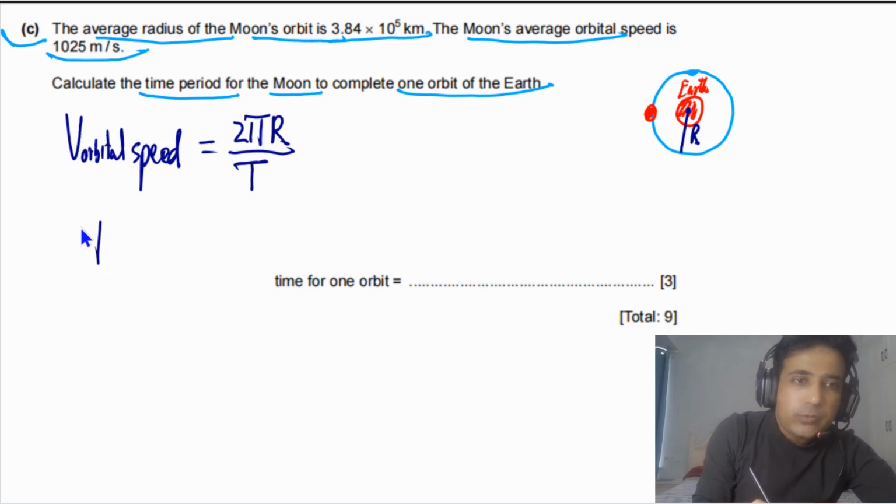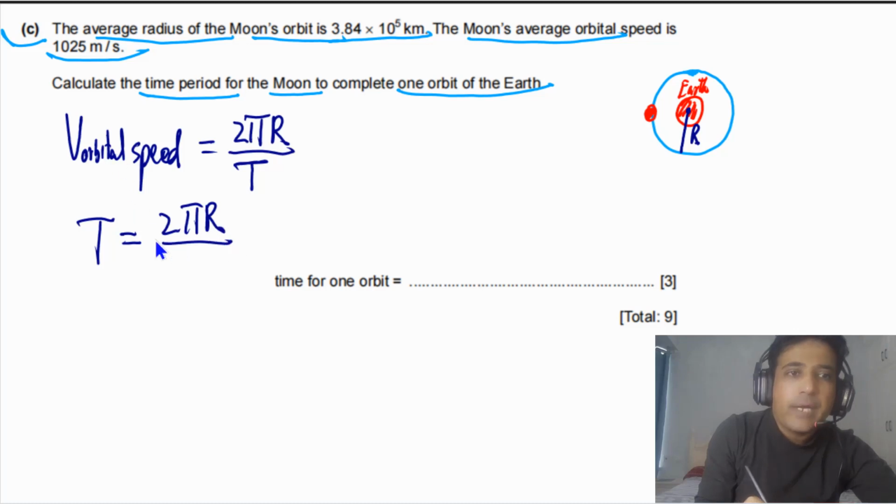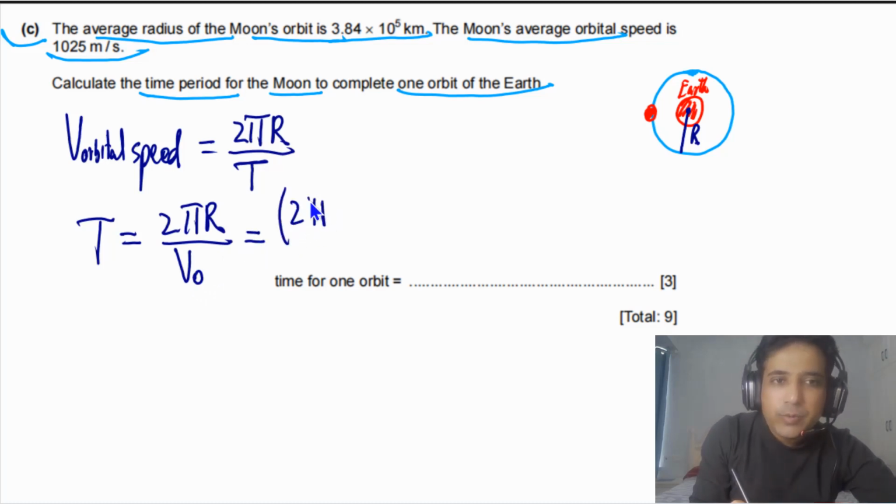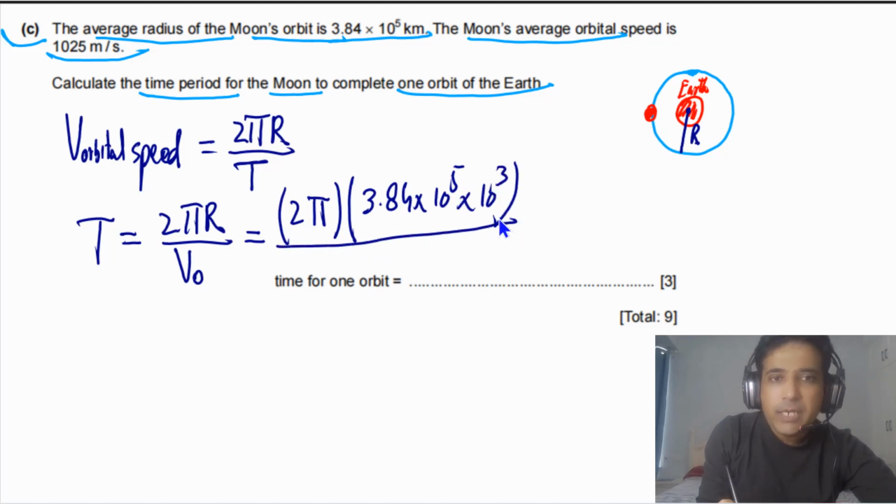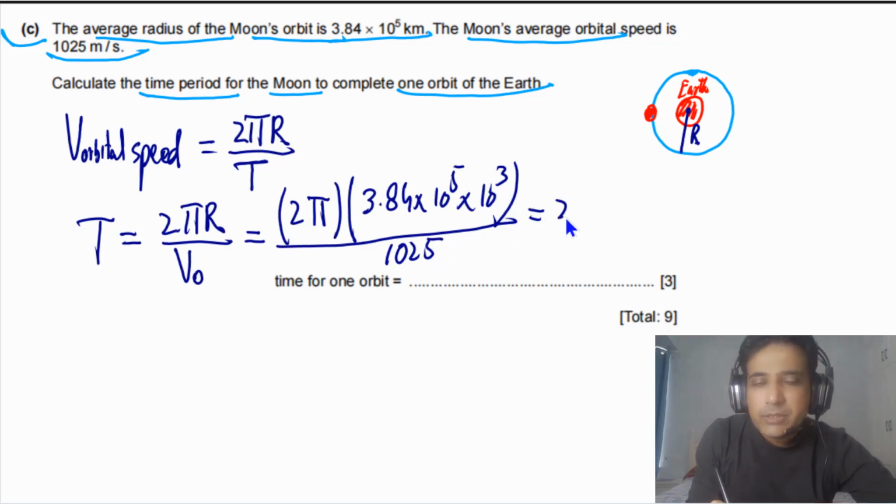For this question, we need to calculate time period. So simply we can say time period will be equal to 2 pi r divided by orbital speed. So we can simply say this is V naught, average orbital speed. So we have in this case 2 pi, this is constant. Orbital radius is given, but this is given in kilometers, so we have to convert into meters. And so this will be equal to 3.84 times 10 to 5 times 10 to 3 divided by orbital speed, that is 1025. Now if we solve this one, in this case our final answer will be equal to 2.35 times 10 to 6 seconds.